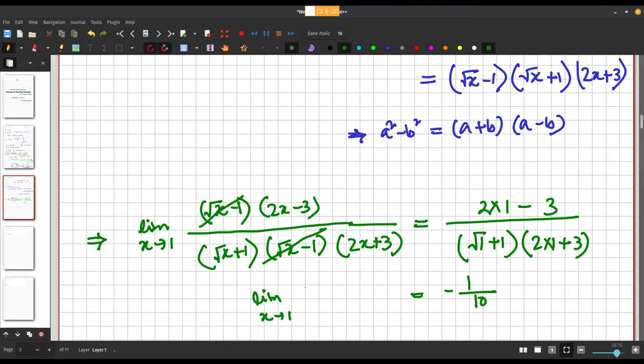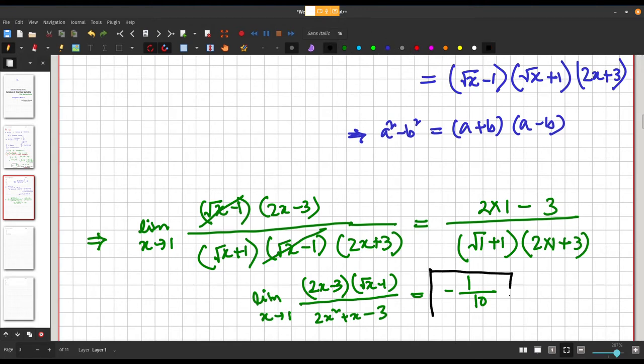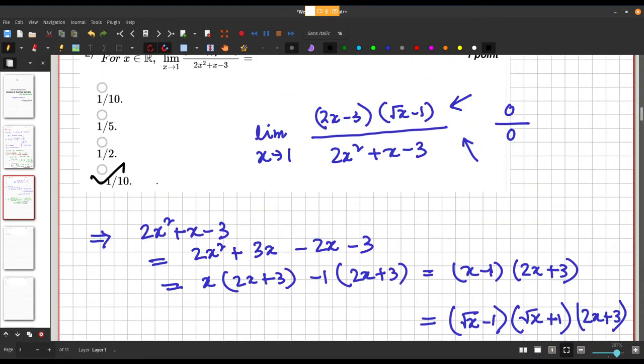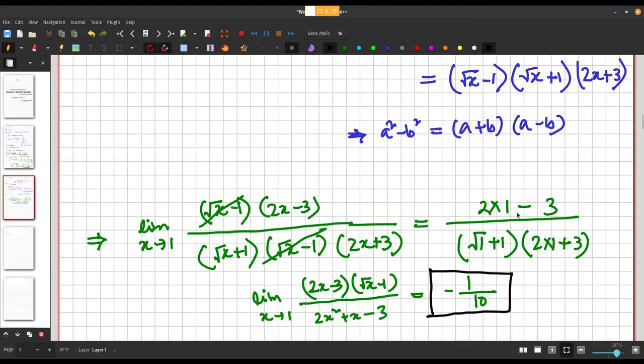So limit of x tends to 1 of this function is actually minus 1 by 10. So this is the correct answer. Okay, so we are done with the second problem.